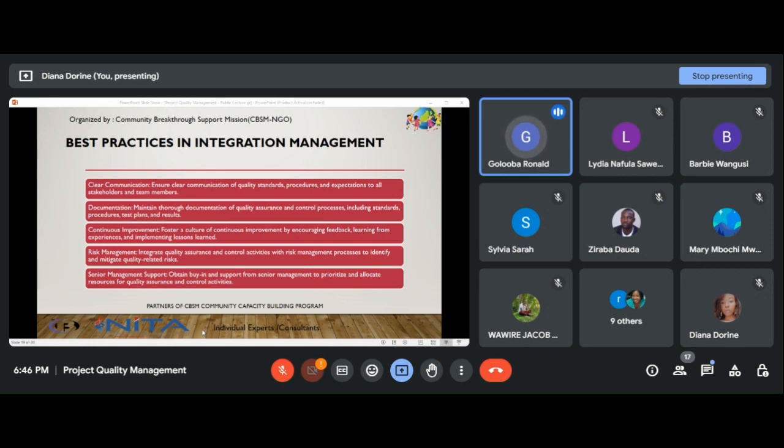And of course, I always have that leadership support. Once the leaders really support the product and process, then other individuals will prioritize it and allocate resources to ensure quality assurance and control. I think that's it. Next slide.